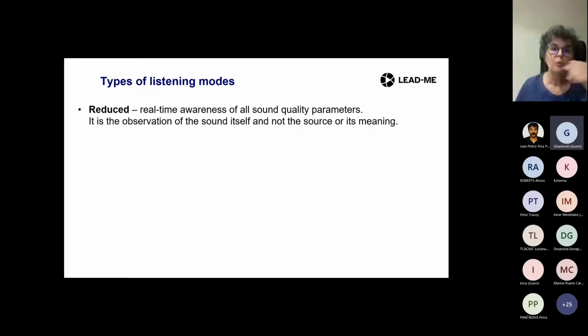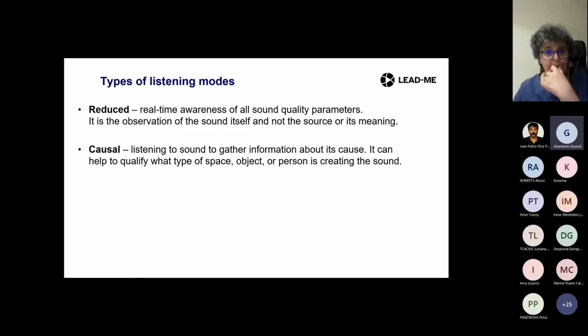You have a real-time awareness and you are picking up basic sound quality parameters. I'm speaking English, my accent, my voice, the way I stop, the way I say, and you are inferring meaning from the words I am saying. And because this is mainly verbal, we are okay with our reduced listening mode. But when watching a film, most often we cannot stop at just a reduced real-time awareness. We need to listen to sound to gather information about its cause: space, object, person that has created the sound.